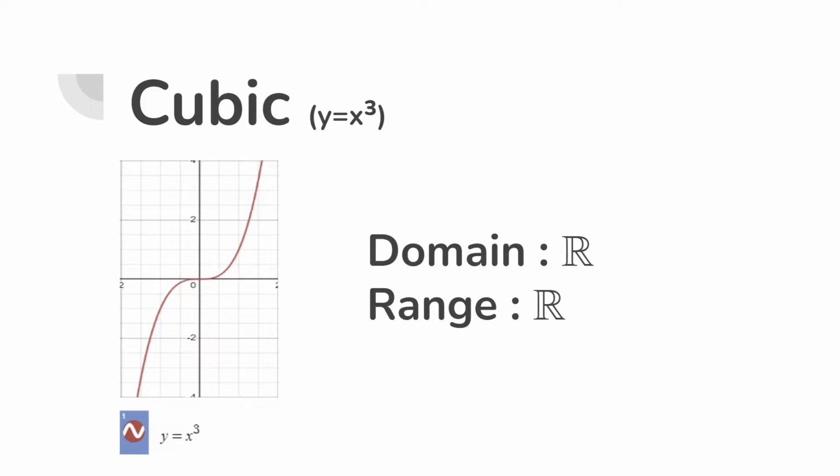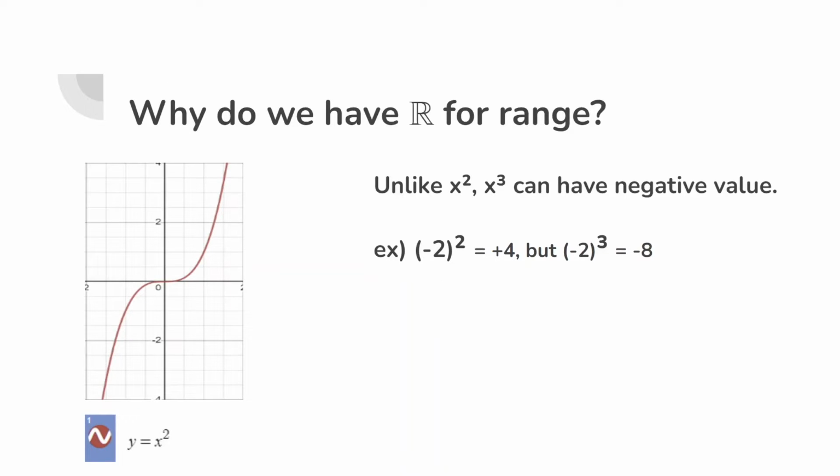Now we have the cubic function, and its parent function is y equals x cubed. Its domain and range are both all real numbers. So why do we have all real numbers for a range? Unlike x squared, x cubed can have negative values. If we plug in negative 2 for x squared, then it's gonna be positive 4, not negative 4. But if we plug in negative 2 for x cubed, then it's gonna be negative 8.